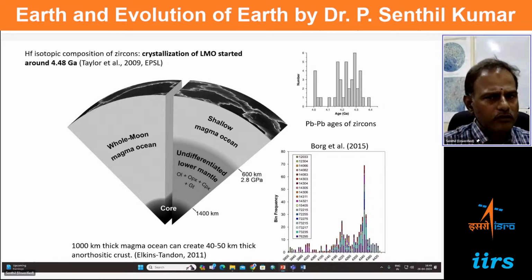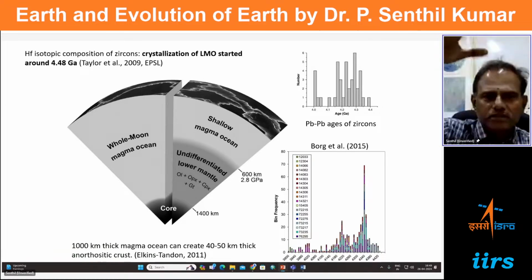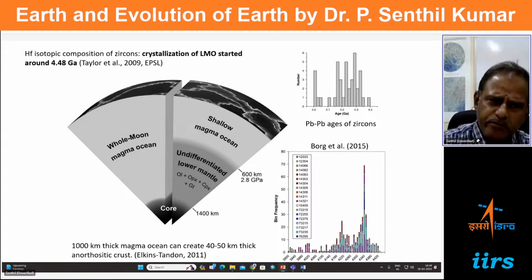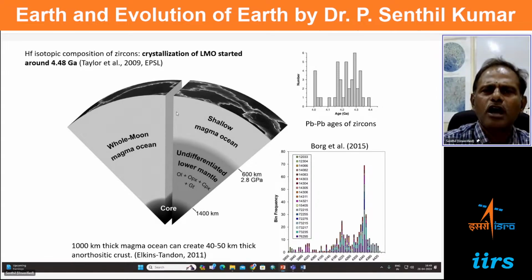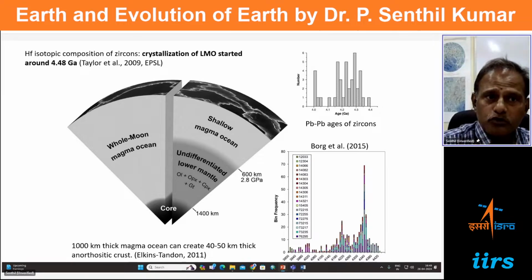Look at the Moon: the magma ocean started about 4.48 billion years ago. This magma ocean, it's an ocean, but it's full of magma. It may be that the whole Moon was a magma ocean, or only half of the Moon was a magma ocean. We don't know what the real picture is. We know that the magma ocean began its crystallization about 4.48 billion years ago.